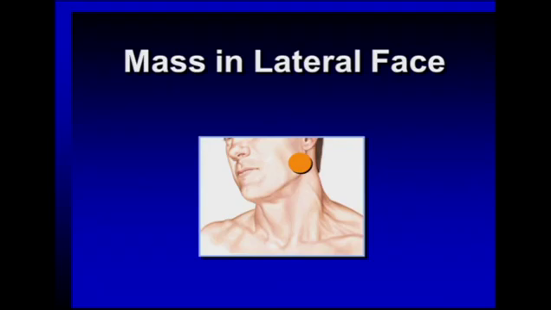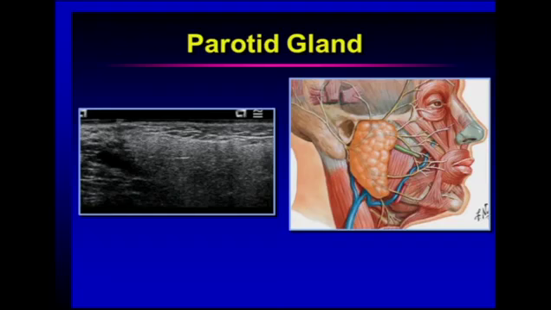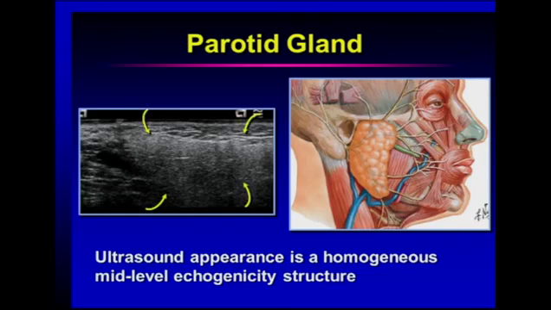Sometimes a patient will present with a mass in the lateral face, and these are often arising from the parotid gland. Anatomically, the parotid lies anterior to the ear canal, as we see on the anatomic drawing, extends caudally, and it can extend to or even below the level of the angle of the mandible. So it's quite a large salivary gland.